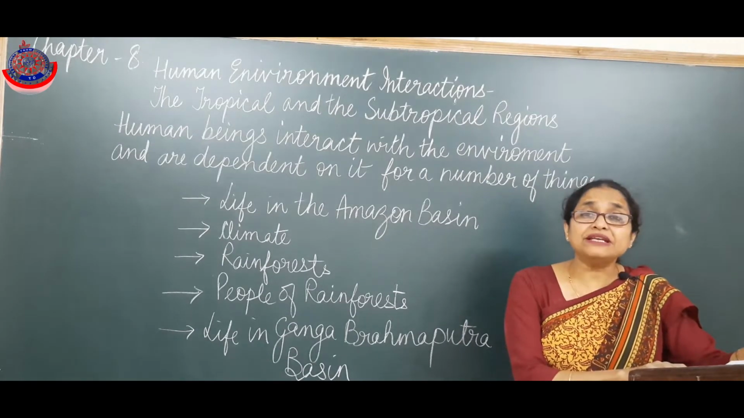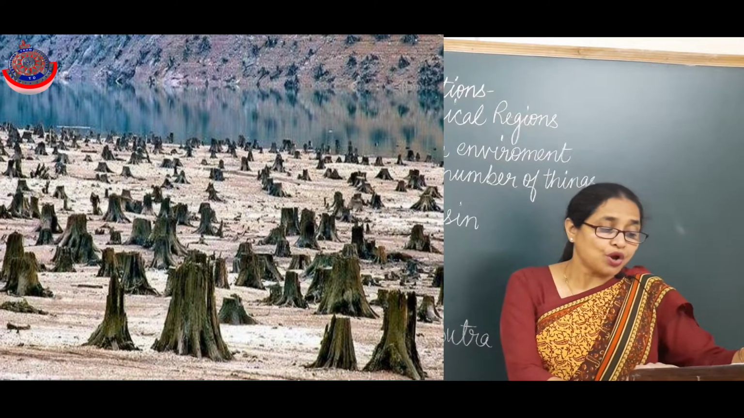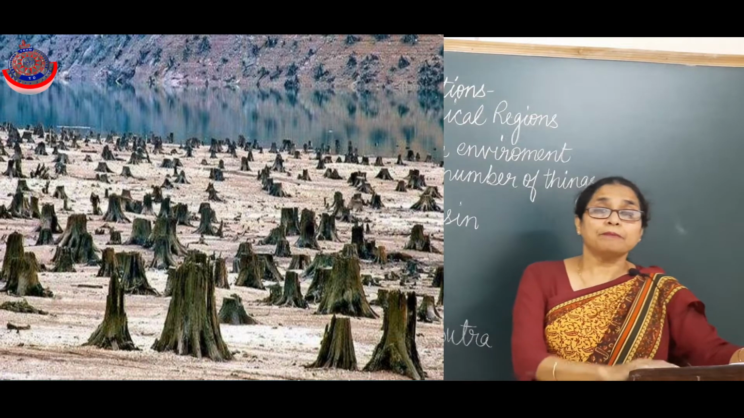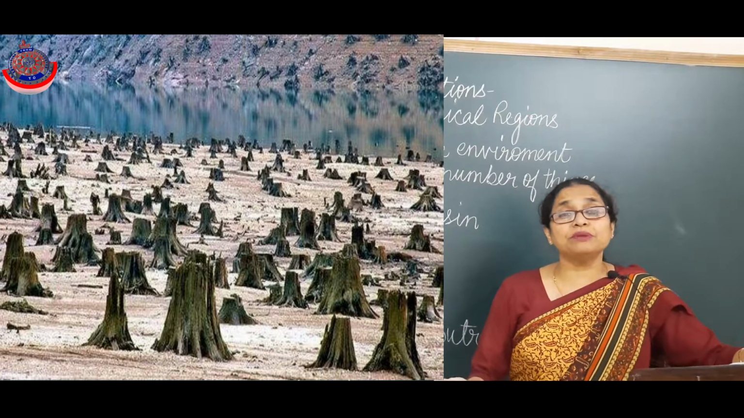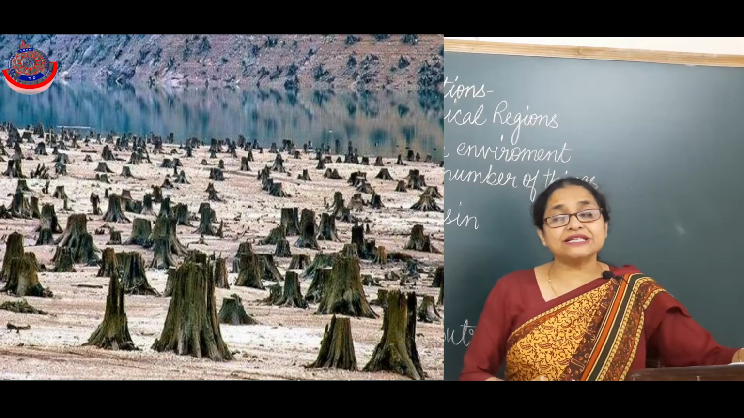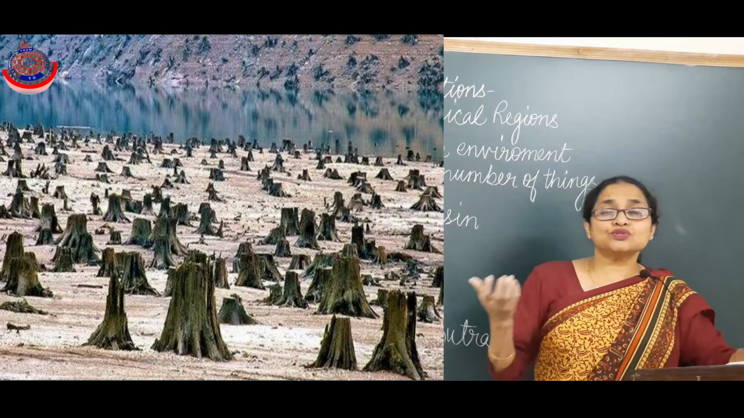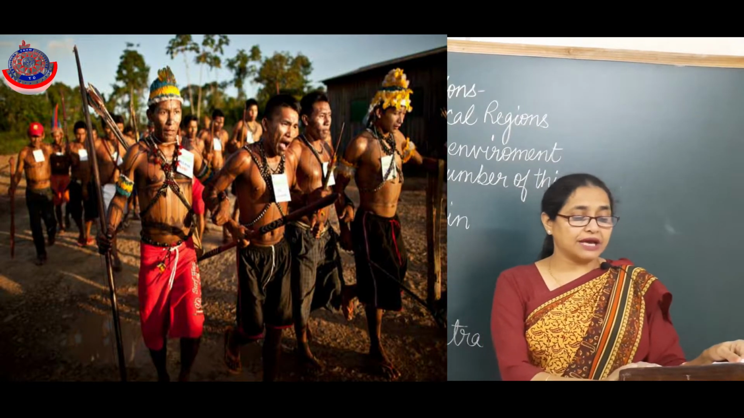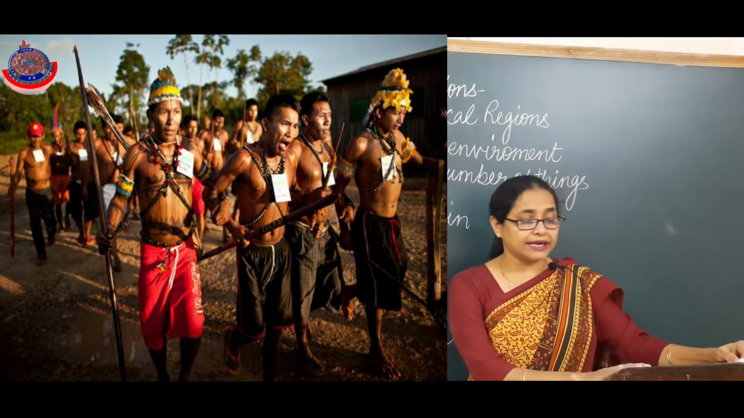Then the development activities are leading to gradual destruction of the biologically diverse rainforest. Obviously, by cutting so many trees, if people start living in those areas, it will be a loss of habitat for the wild animals, and we are going to lose so many species of trees. The people of the Amazon basin are mainly engaged in agriculture.